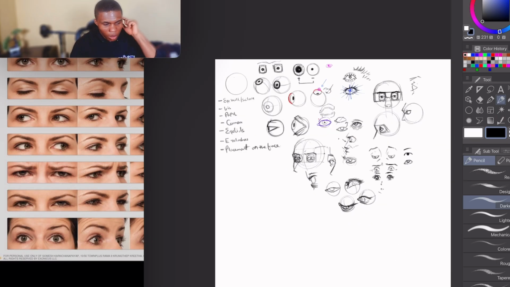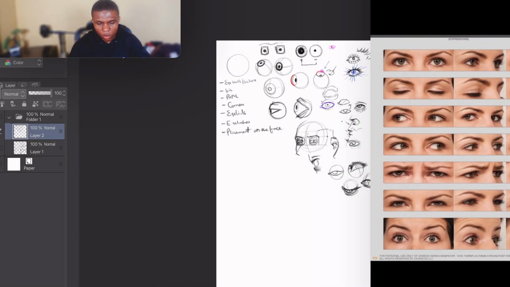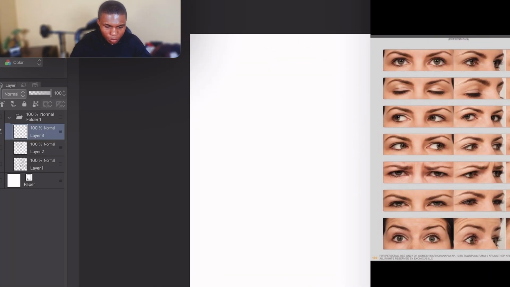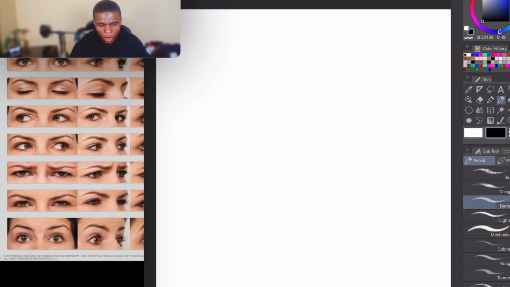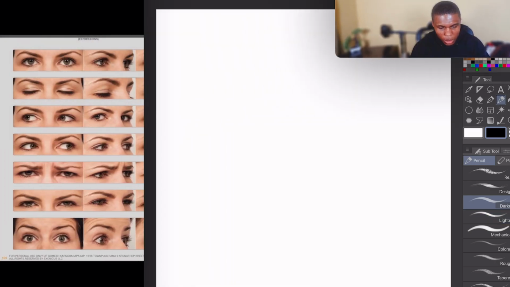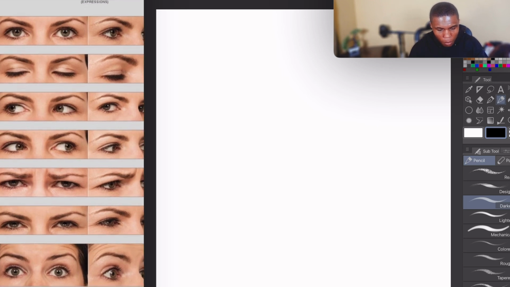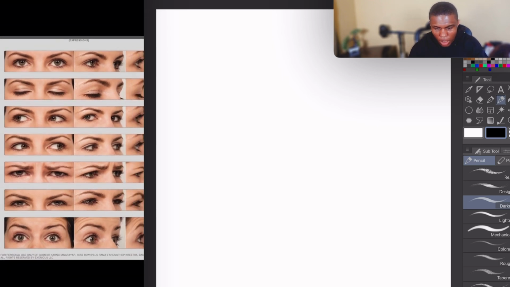So another thing I would talk about is the nose, drawing the nose. Just quickly. Also do practices. So like this lady's eyes over here, right? You just take your time and actually do an exercise. I actually did an exercise of this.